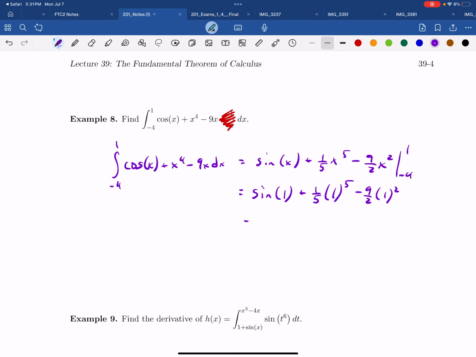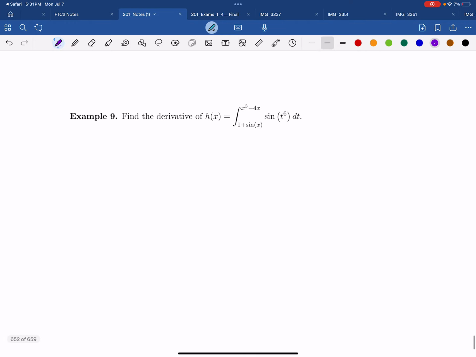Minus, and then do the same thing, minus 1/5 times negative 4 to the 5th. And then just be careful, right? We're flipping signs. This is going to be 9/2 times negative 4 squared. But you see how that's a plus? It's a plus because this is a minus. So just be careful. The signs always flip. Okay? One more, slightly more complicated example.